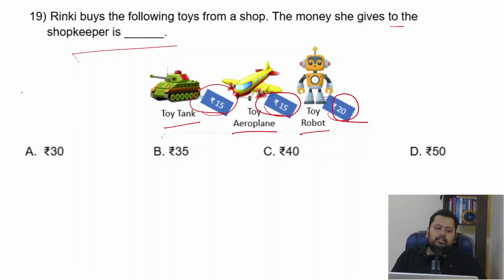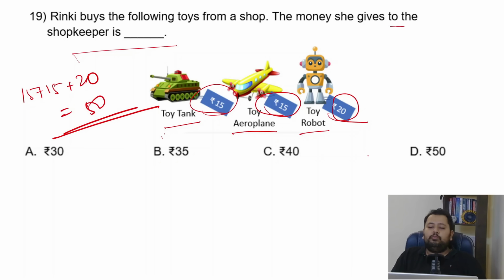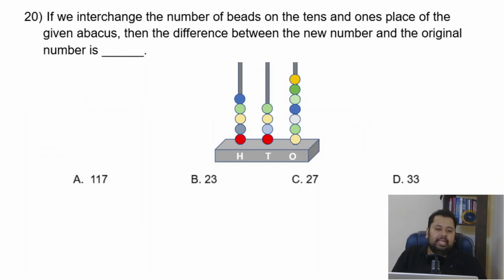Great, easy one, simple addition problem. 15 plus 15 plus 20 is what you require. It is nothing but rupees 50. Option number D is your correct answer. Hope you got this one correct. If you did, give yourself a star. And now we move to question number 20.